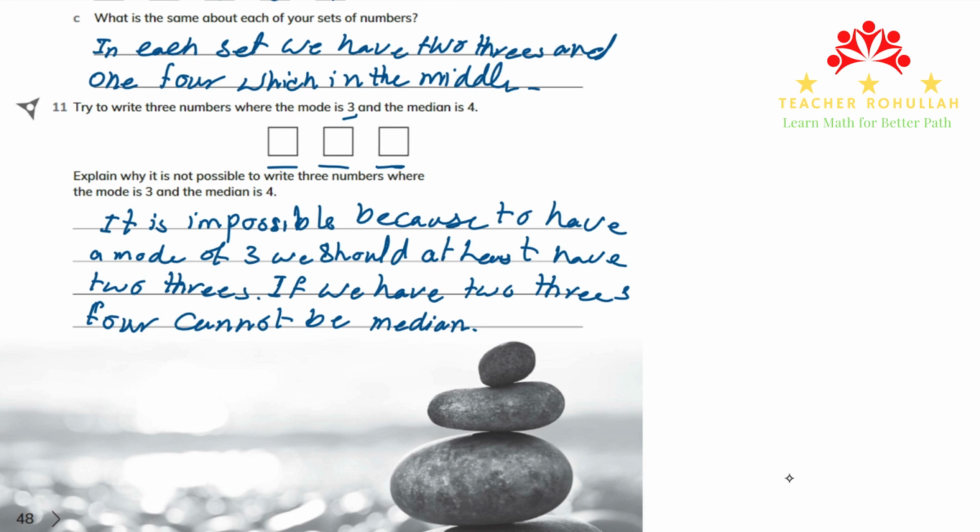With question 11, we are done with exercise 4.1 of Cambridge Primary Mathematics Workbook 5. I hope it helps you learn how to work with a set of numbers to find the mode and the median of that data set.